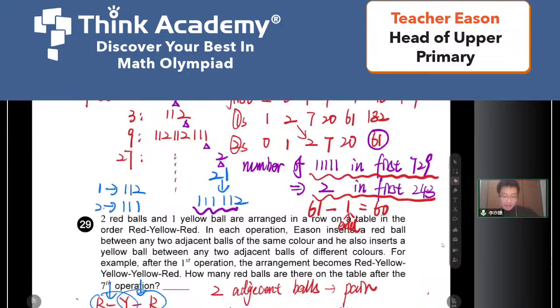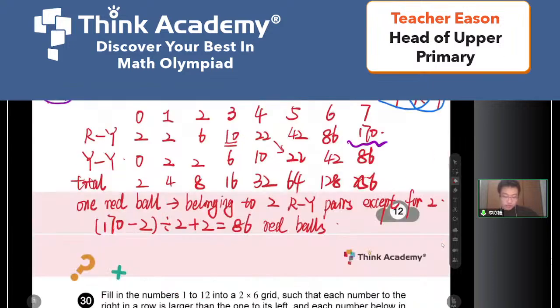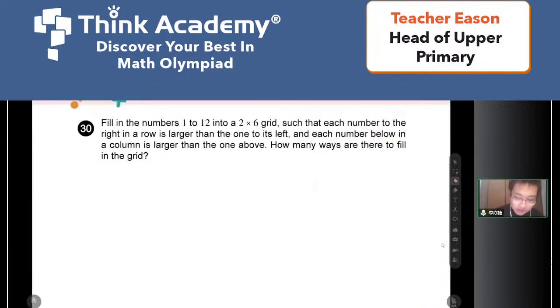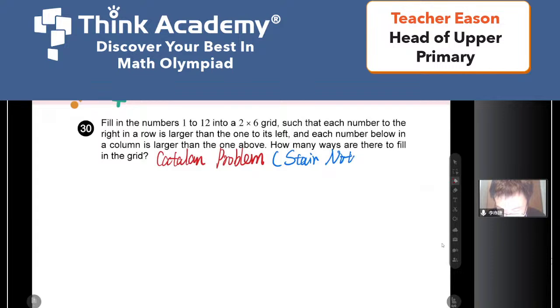And then the last one, question 30. Question 30 is a very classic Catalan problem. The Catalan problem has another name, which is called the stair notion. Have you ever learned this before? If you have learned this type of question, the Catalan problem, the stair notion before, type a 1. If you haven't, type a 2.